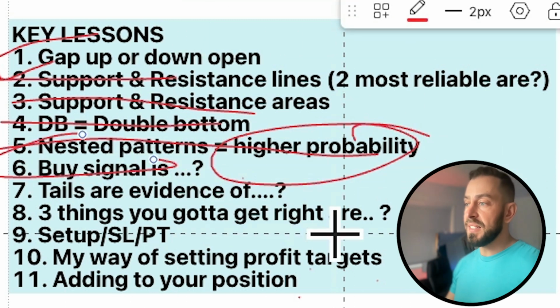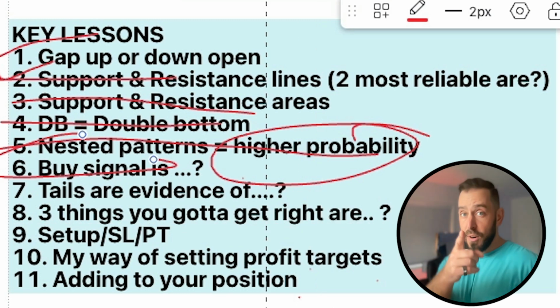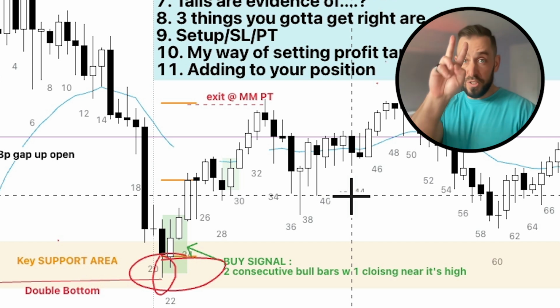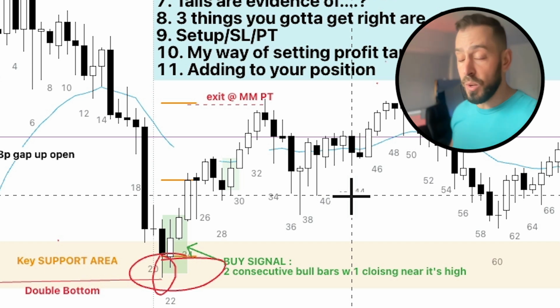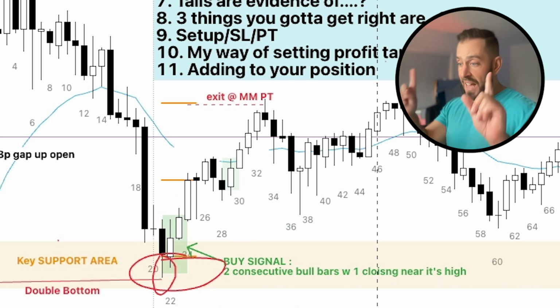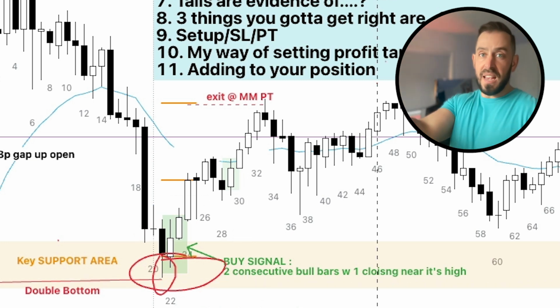Number 6, buy signal. What is a buy signal? I don't know what your strategy says, but my strategy says a buy signal is 2 consecutive bull bars with one closing near its high. That's why I wrote buy signal here. And that is now a signal telling us that it's safe to enter.